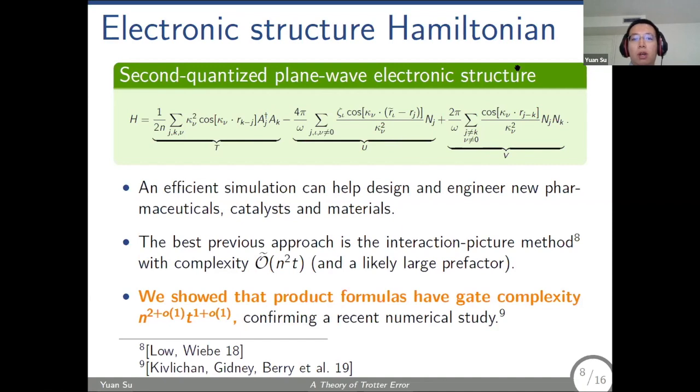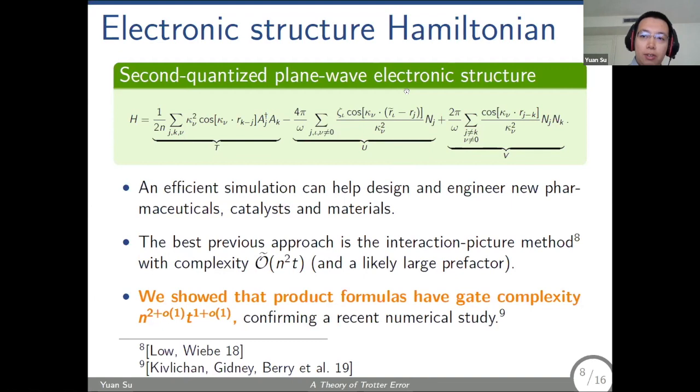So what we can show using our new result is that actually you can use product formulas to simulate this electronic structure Hamiltonian with a complexity that is very close to the interaction picture algorithm. In the special case of second order formula, this actually confirms a recent observation by numerical simulation.